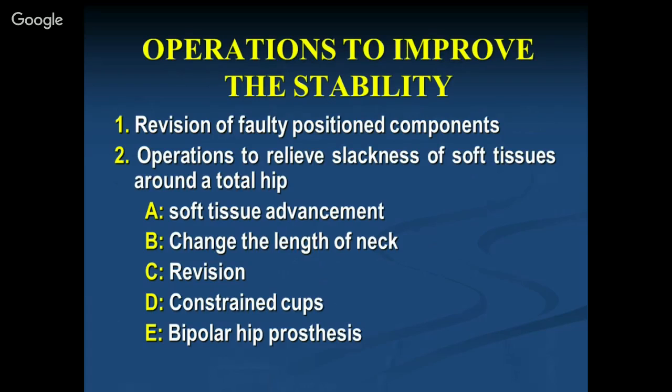So, operations to improve stability include revision of the faulty position of the component, and operation to relieve the slackness of the soft tissue around the total hip, that is a soft tissue advancement, changing the length of the neck, revision, constrained cups, or a bipolar hip prosthesis.